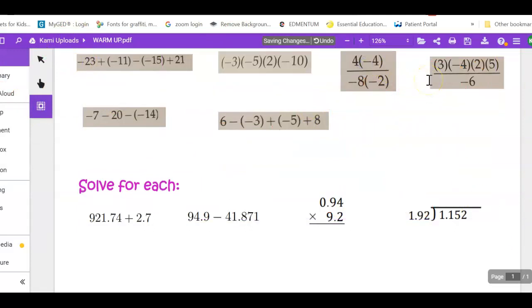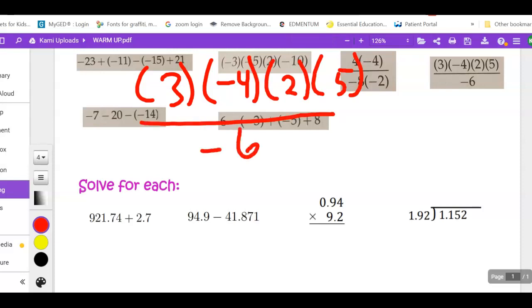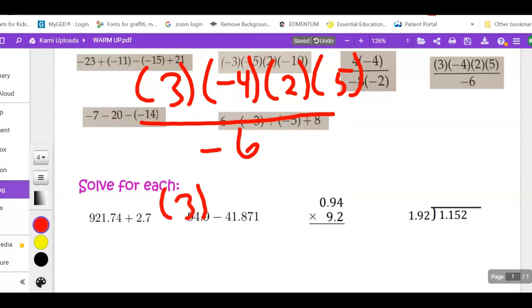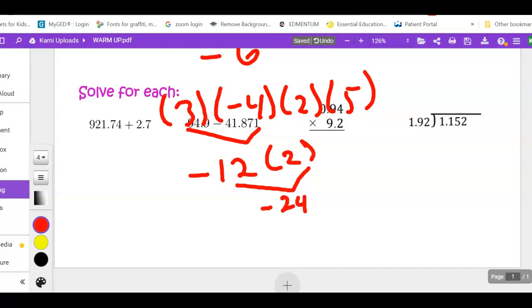And keeping it going, our next one over. This time I have 3 times negative 4 times 2 times 5 divided by negative 6. Let's work out that top part. I'm going to bring it over here. 3 times negative 4 times 2 times 5. Starting with the first 2, we see this. Negative times positive, my answer is going to be negative. Just multiplying, I get 12. 3 times negative 4 is negative 12. Multiply it with the 2. Negative 12 times a positive 2 is negative 24. And then I'm going to multiply it with a positive 5. So negative 24 times a positive 5. 24 times 5, that's going to give me 120. But that's going to be negative 120.